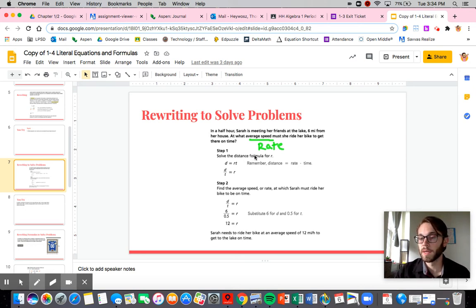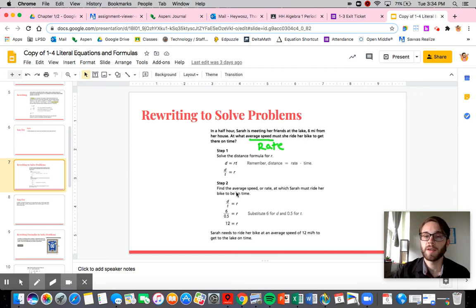Because again, if it was zero amount of time, she clearly wouldn't have gone anywhere. So we can divide by t just the same way we would solve any sort of equation. We're isolating the variable. In this case, we're looking for the rate.